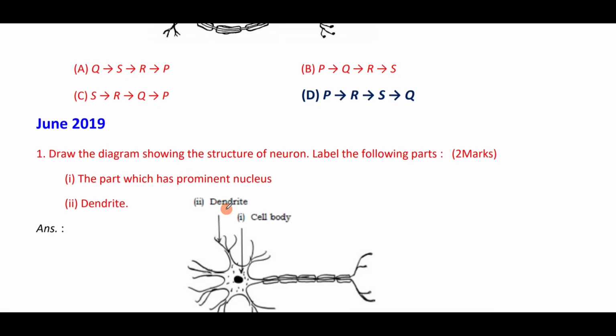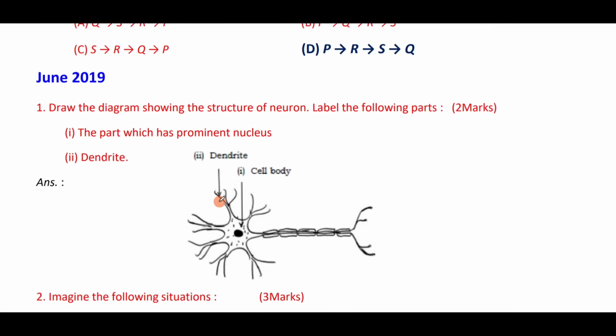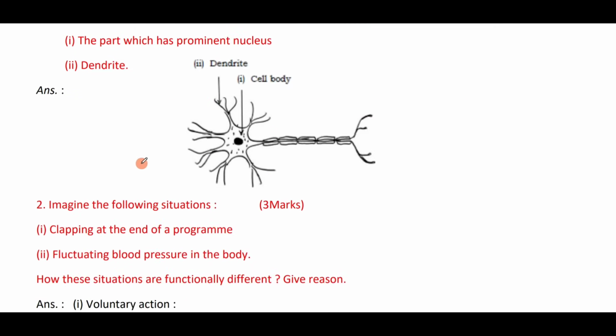Draw the diagram showing the structure of nephron and label the parts. The part which has prominent nucleus, and so on. It is an important diagram for 2 marks. Do practice.